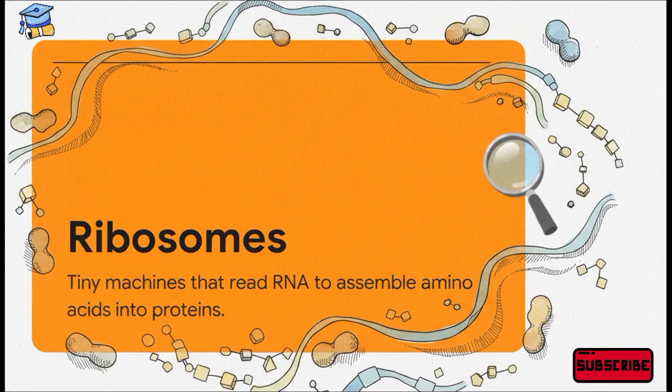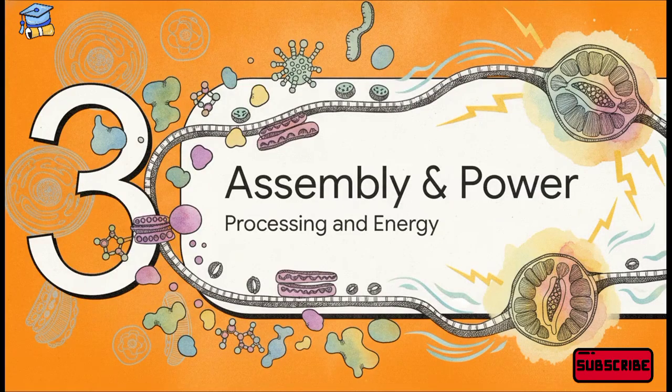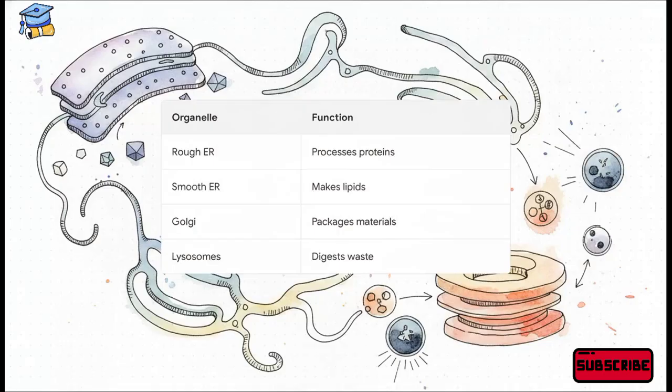Section 3, Assembly, Packaging, and Power. Let's move into the processing and energy sectors of our plant. This brings us to a beautifully interconnected network called the endomembrane system. Think of the rough endoplasmic reticulum, or rough ER, as the main assembly line. It's covered in ribosomes, which is exactly why it's called rough, and it processes and transports those newly made proteins.